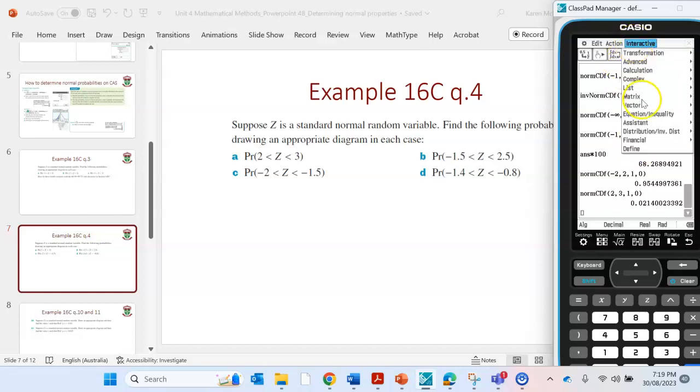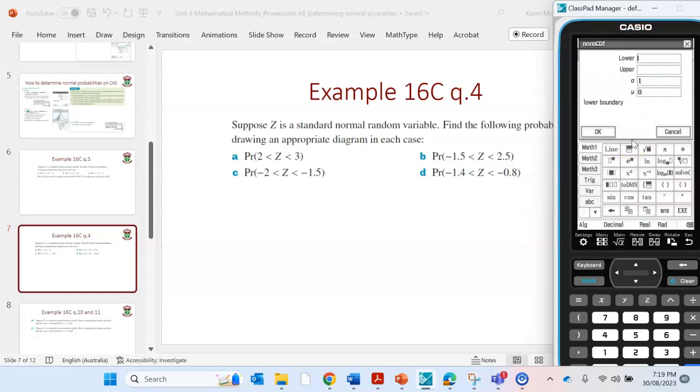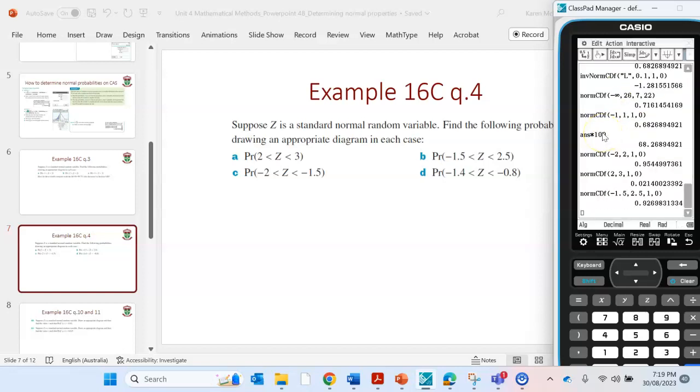So if we were to look at B, continuous normal CDF, we're going from -1.5 to 2.5. And standard normal, so it's 1 and 0 again. All right, and there you go.